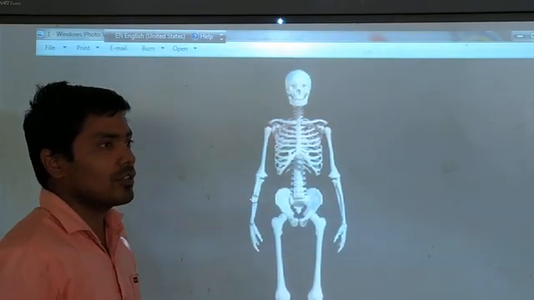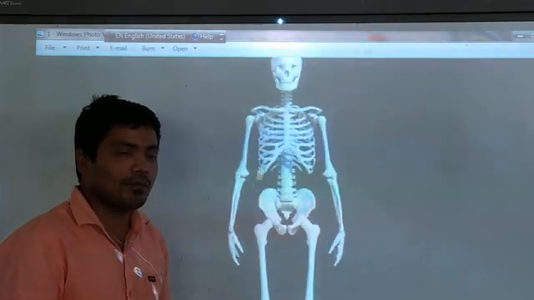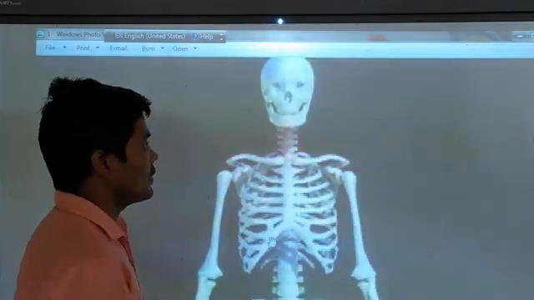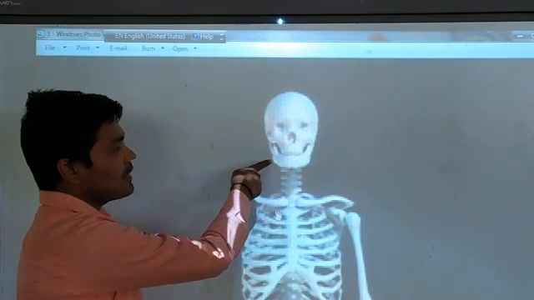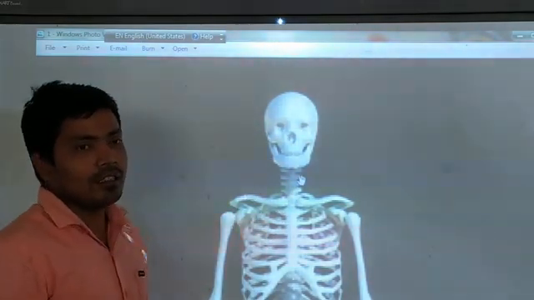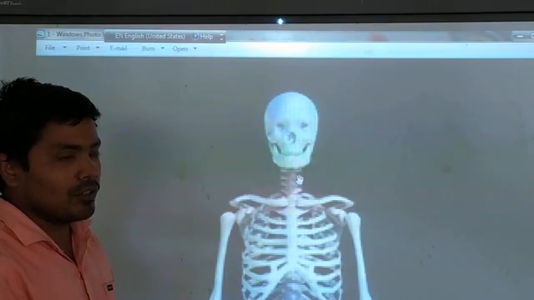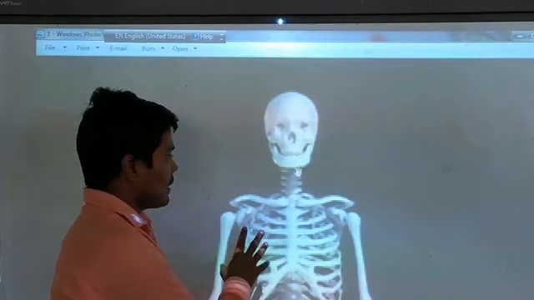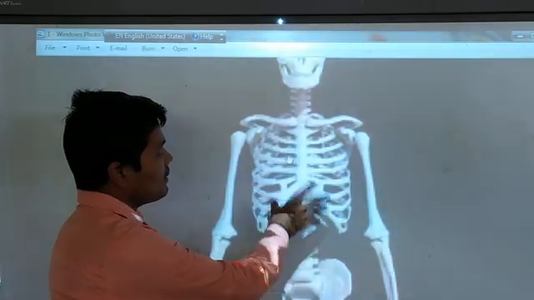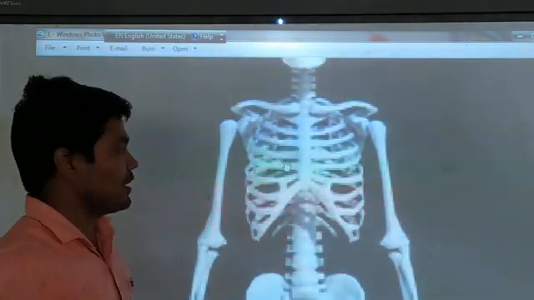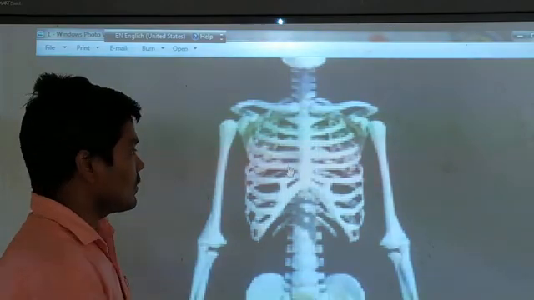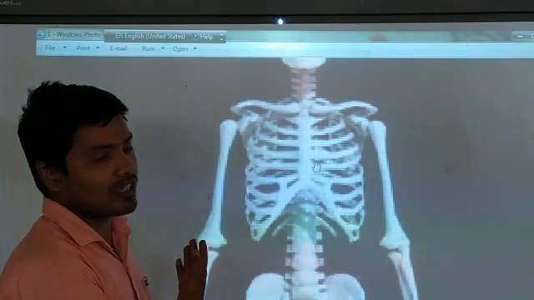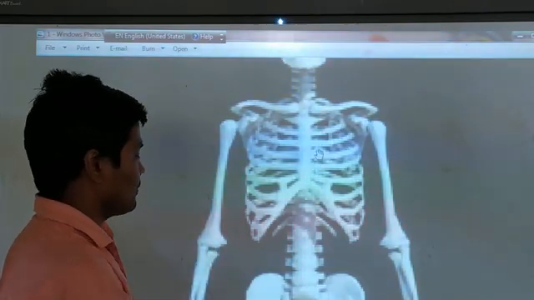Now dear friends, what is the function of a skeletal system and what it is made up of, we can explain it. At first, this is the skull. You know very well, this is the skull. The skull is the hardest bone, it protects our brain. After that, this is the rib cage. The rib cage protects our heart and lungs.